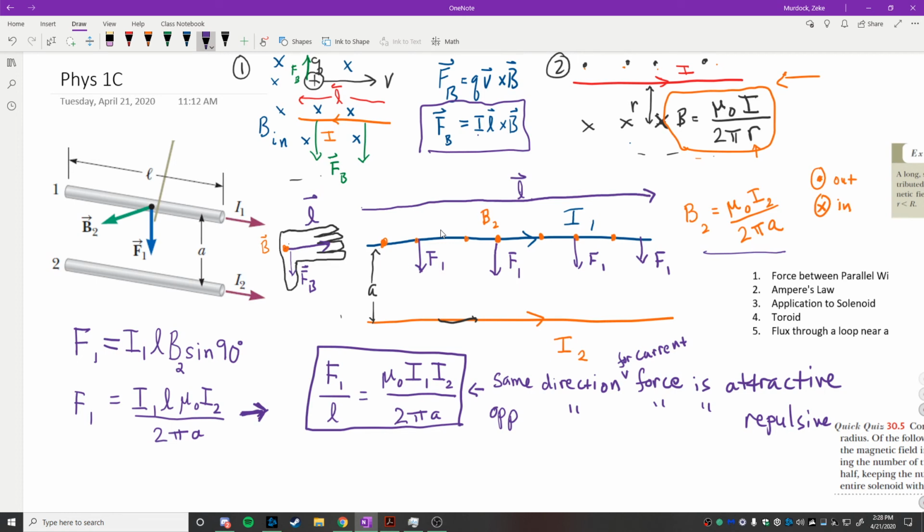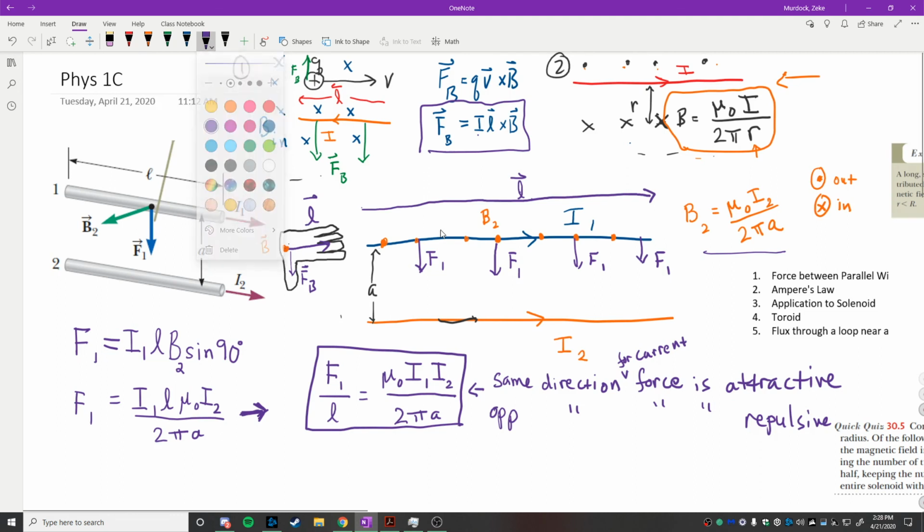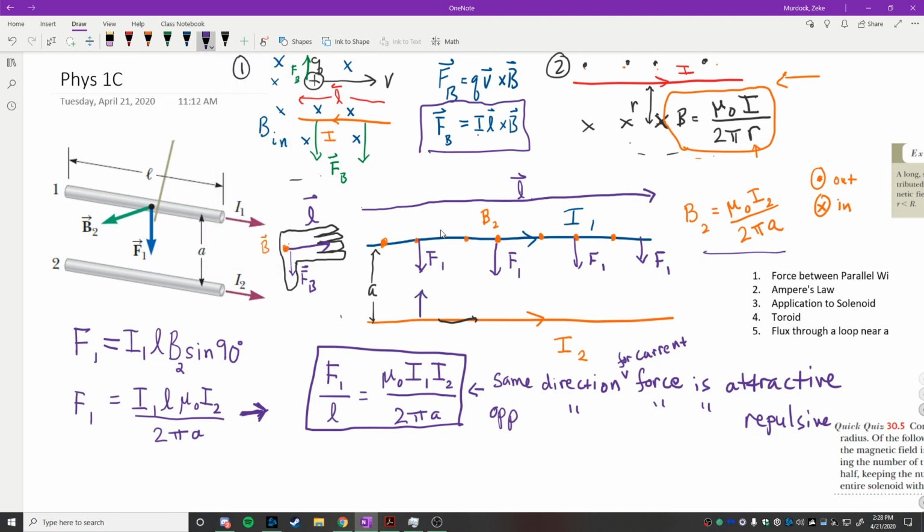So let me ask you guys this. What happens to this force in this case? Oh, and by the way, there's an equal and opposite force, right? Newton's third law. There's an equal and opposite force on the other object.